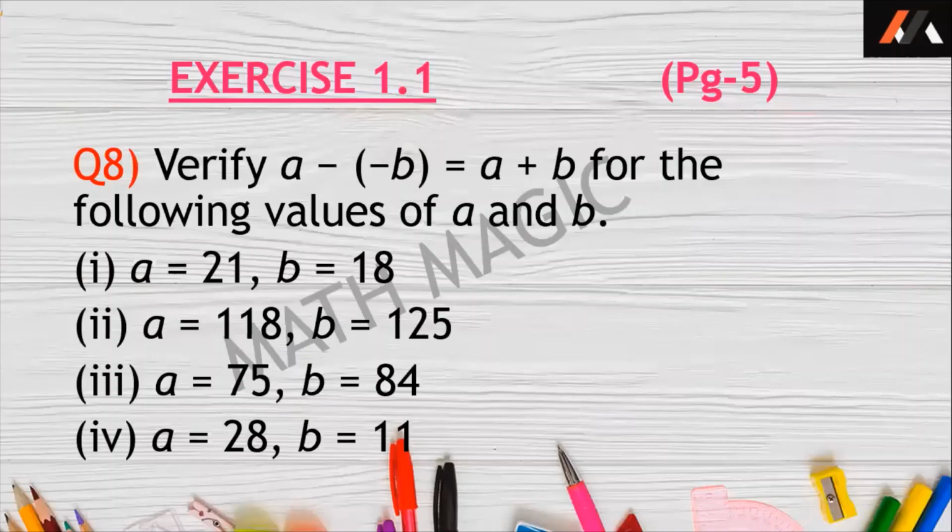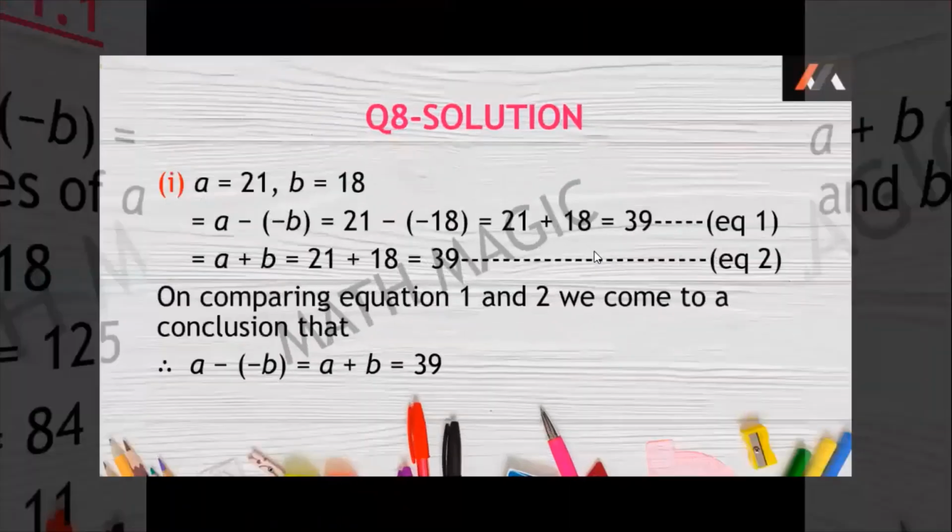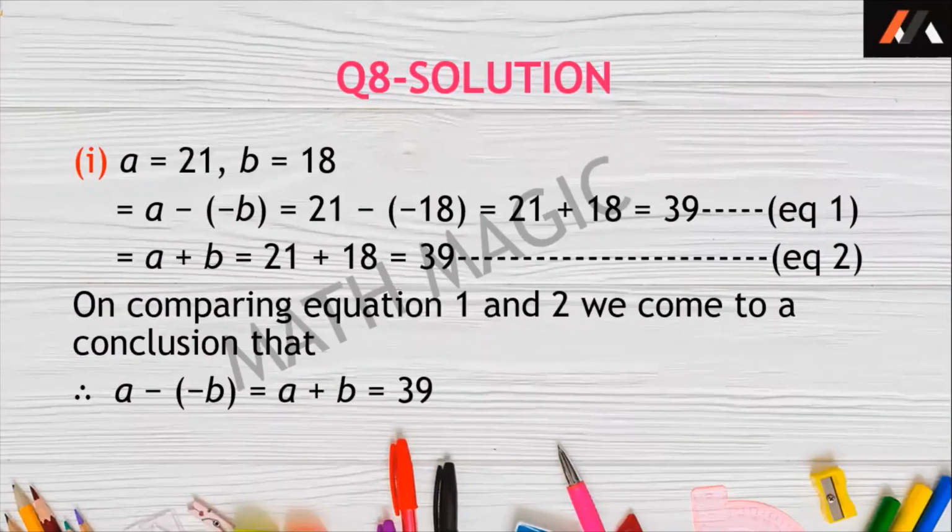Question 8. Verify a minus into minus b equal to a plus b for the following values of a and b. This is a fundamental theorem of integers. We have been given 4 questions. We'll go one by one. Question 1. a is equal to 21, b is equal to 18. We know that a minus into minus b is equal to a plus b.